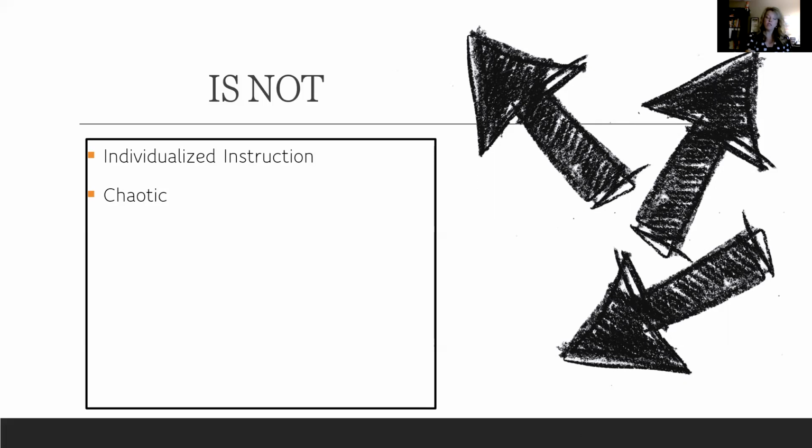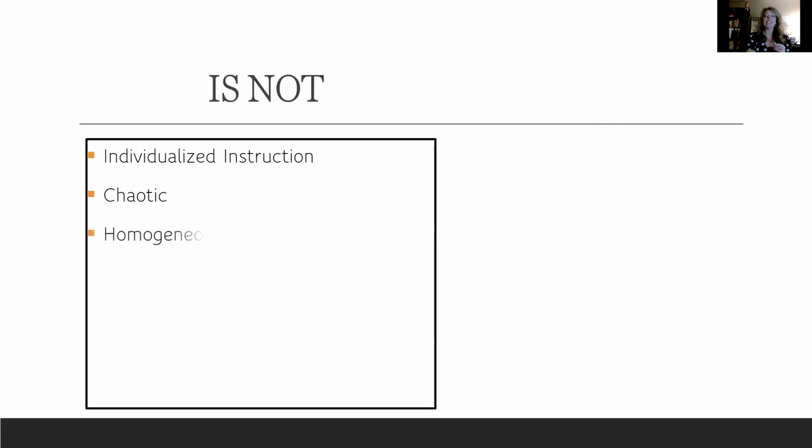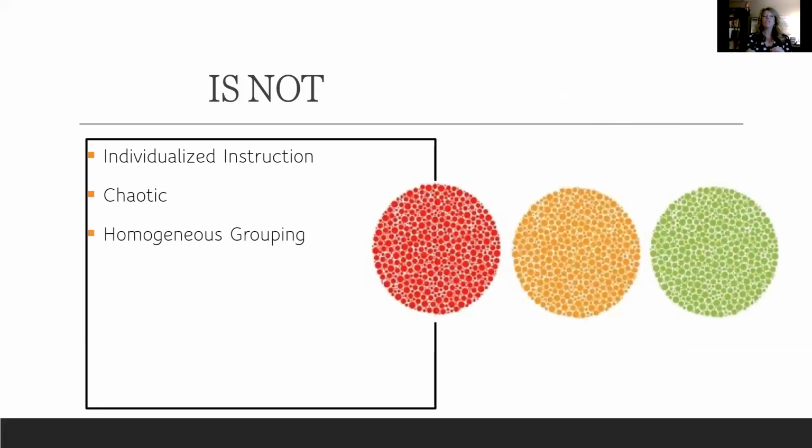So it's not individualized instruction, it's not chaotic, and it is not homogeneous grouping. Homogeneous grouping is where we take everyone who has the same skills or abilities and we put them together. So if you maybe remember, you've heard stories about being placed in different reading groups. Like I remember in elementary school, it was so obvious. The turtles were over here, and then the rabbits were over here, and the foxes were over here, and that was the name of your reading group. And it was clear the turtles were behind, and the rabbits were on track, and the foxes were way advanced and ahead. And you got put into this group, and you never really got moved from that group.